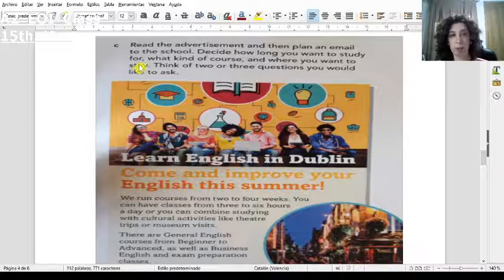Això podeu preguntar-li. What kind of course? Decidir quin tipus de curs voleu. And where you want to stay. On vols quedar-te. Think of 2 or 3 questions you would like to ask. Penseu unes indirect questions, molt formals. Podeu agafar l'exemple del llibre o el que jo vos passaré.